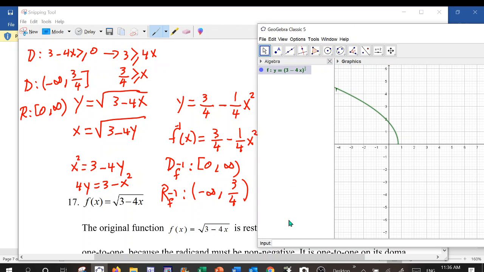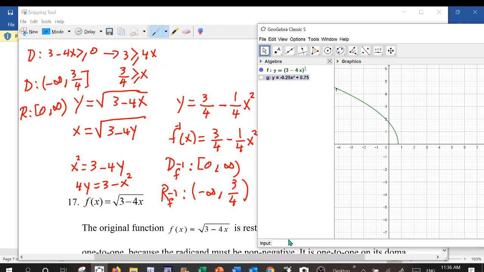So it's y equals 0.75 minus 0.25 x squared, right? But the problem is that GeoGebra is graphing this whole thing. I don't want it. I want it to graph it from here. So I'm going to turn it off.